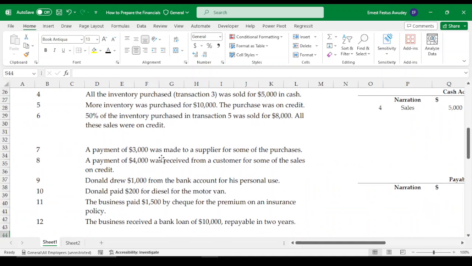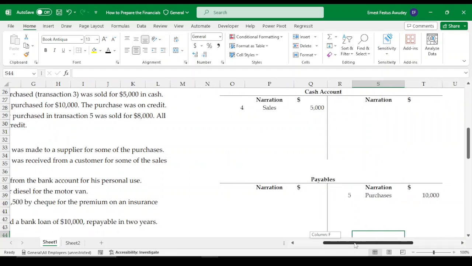Let's go to transaction 6. 50% of the inventory purchased in transaction 5, which is going to be $5,000, was sold for 8,000. All these sales were on credit. So this is the opposite of what happened in transaction 5. We bought on credit, so it was in the payables account. Now we are selling on credit. Therefore, it is going to be recorded in an account called receivables.